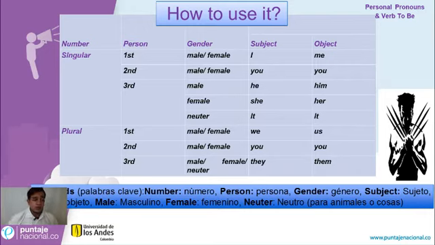In the plural, we have male or female, we have we. Second person, we have male and female, you, and male, female, and neuter, we have they. You have some keywords in the low part of the screen where you can see the most important words to understand this topic better.